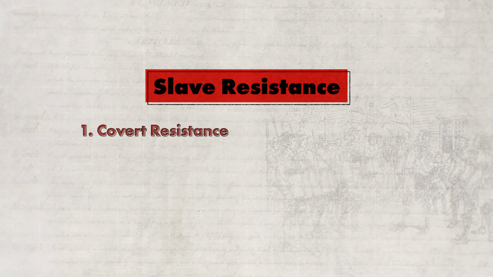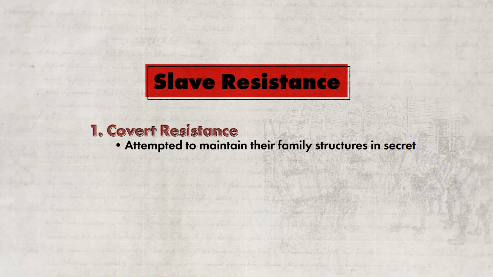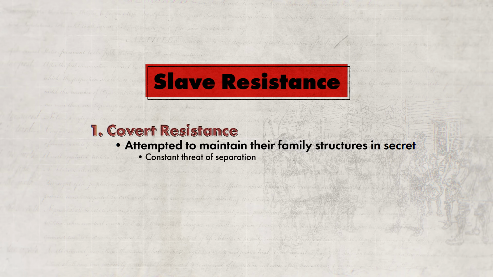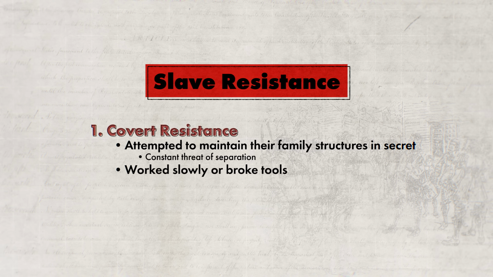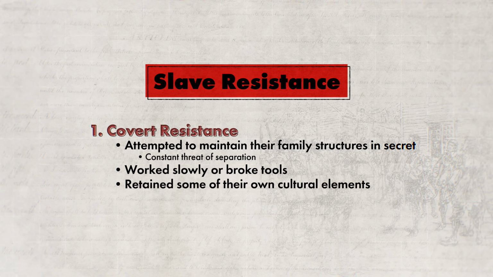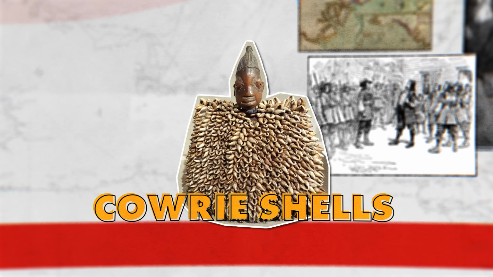The first is covert resistance. Along these lines, black workers attempted to maintain their family structures in secret, even though they were under the constant threat of separation if a planter decided to sell one or the other. Or sometimes they worked slowly or broke tools. They also retained some of their own cultural elements from their ancestral homes. For example, cowrie shells, which were used in African ritual practices, have been found in many slave quarters.